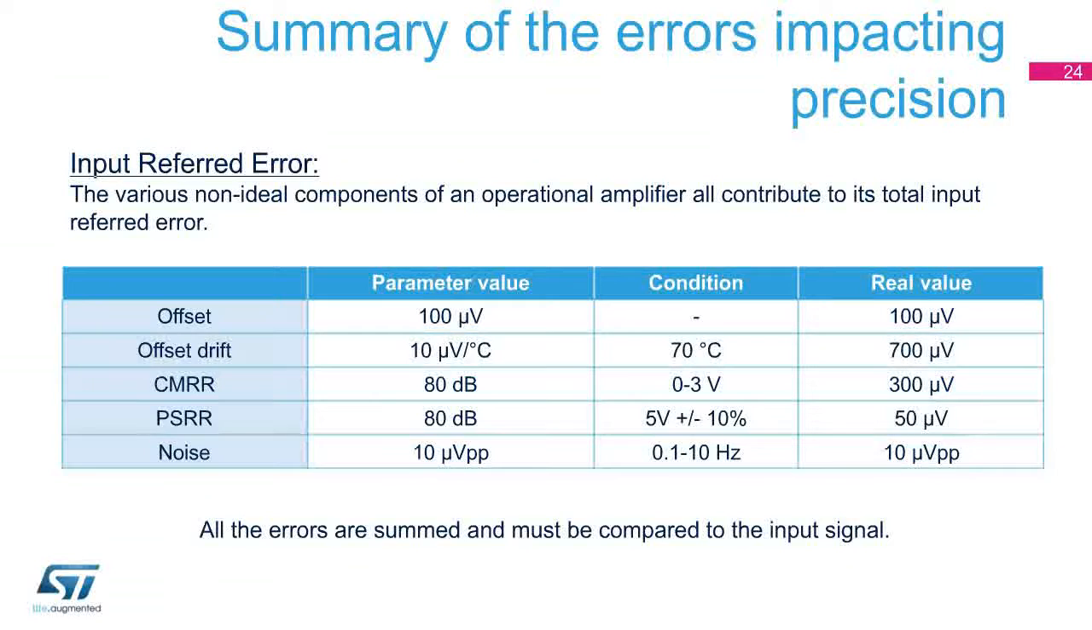Noise is expressed on a 10 Hz bandwidth, and in the application it is necessary to add a sharp 10 Hz filter to consider this 10 microvolts peak-to-peak. Otherwise, the noise must be integrated over the entire bandwidth. The TSV121, which is a chopper op amp, shows very good characteristics regarding all 5 parameters.